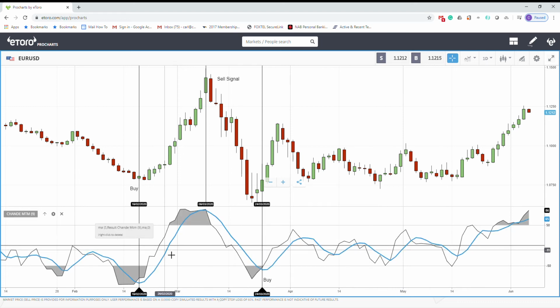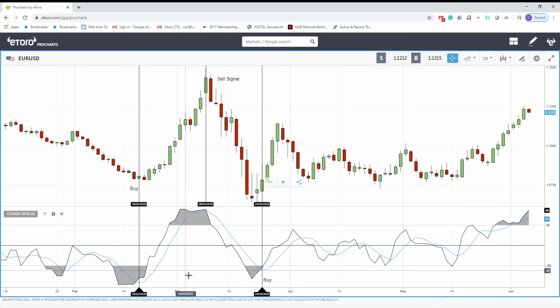And some people are more conservative, and they even say that if it crosses the zero line, but by that time it's going to be late to enter the market, so you may take a bit of risk and put a nice stop loss for your trade.